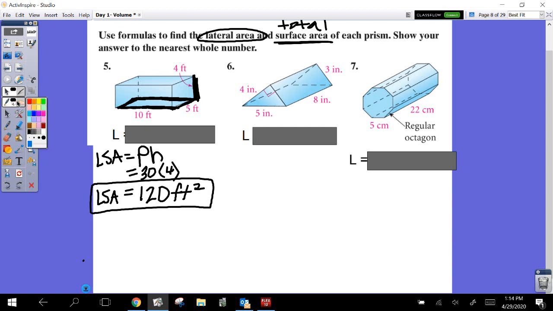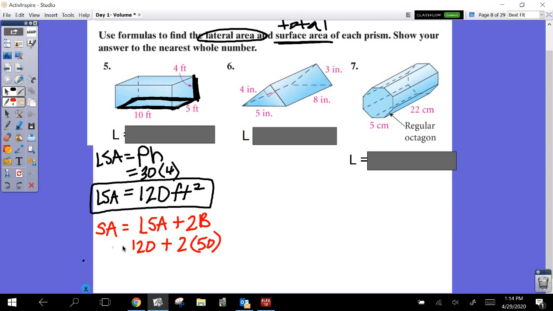Now your total surface area, let's do a different color for this. Your total surface area is your lateral surface area plus 2B. Well, I already know the lateral surface area is 120 plus 2. Now I got to find my big B, my area of the base. How do we find the area of this? Length times width. What's 10 times 5? 50. So add that together, 120 plus 2 times 50. That's going to give us 220. It's still area. So feet squared. And that's it.